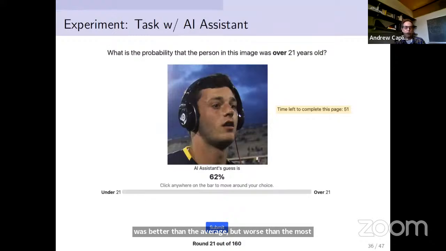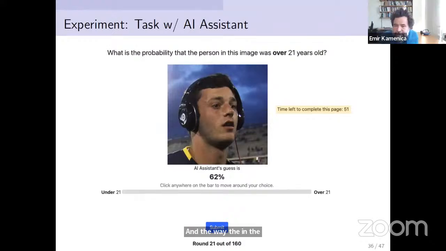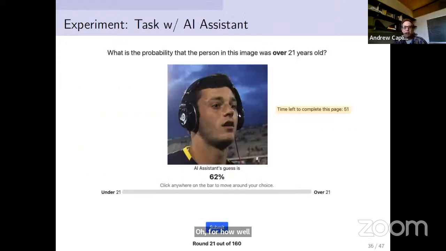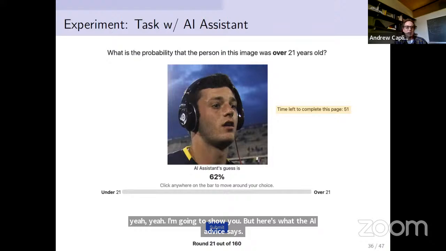Sorry, can you tell us the actual numbers? Yeah, I'm going to show you. Oh, for how well they do. Okay. Yeah. I'm going to show you. But here's what the AI advice says. An AI assistant guess is 62%. Now you guess.